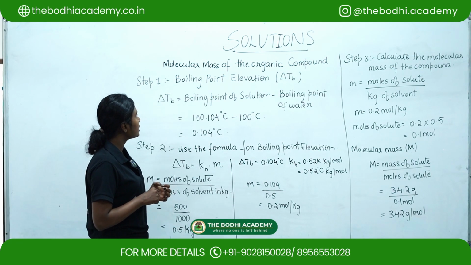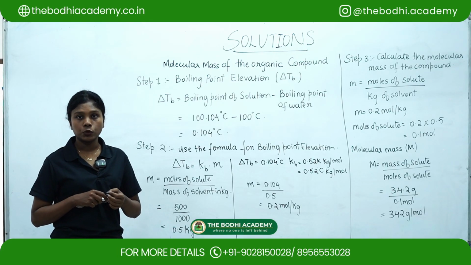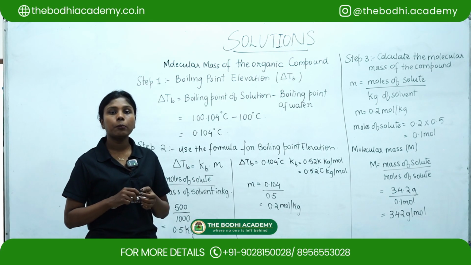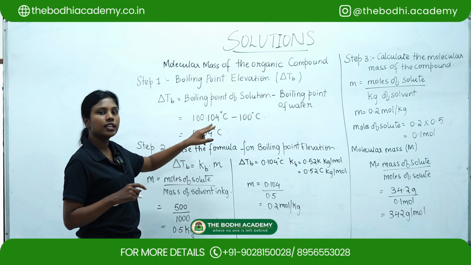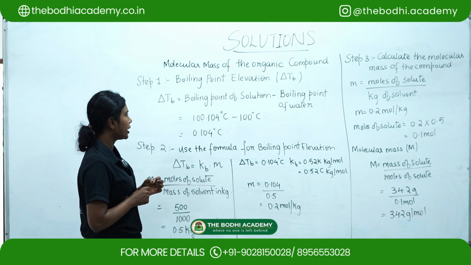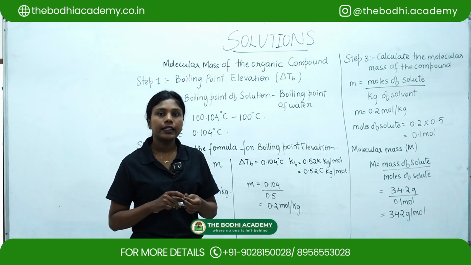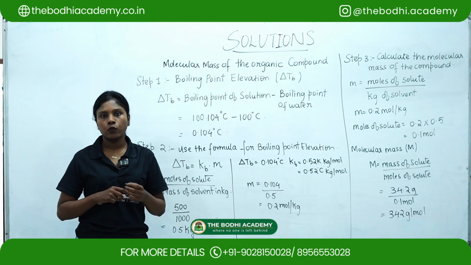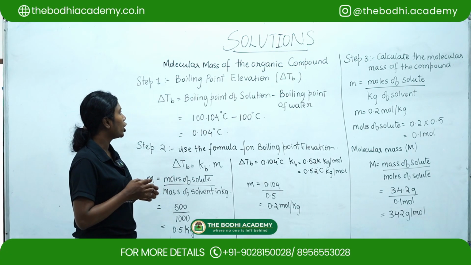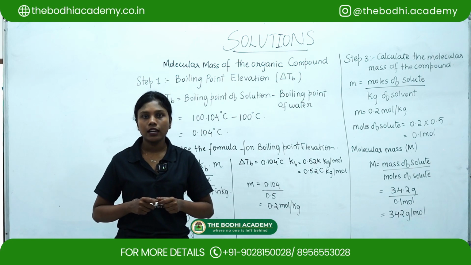So that difference is given by delta Tb equals the boiling point of the solution minus the boiling point of water that is present. Here the boiling point of the solution is 100.104 degrees Celsius, and the boiling point of water we already know is 100 degrees Celsius. So it comes down to 0.104 degrees Celsius. So from boiling point elevation we have found the actual value of delta Tb.